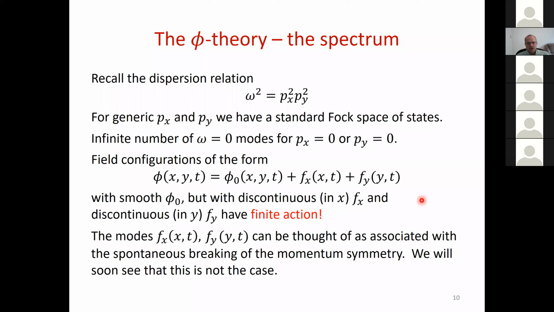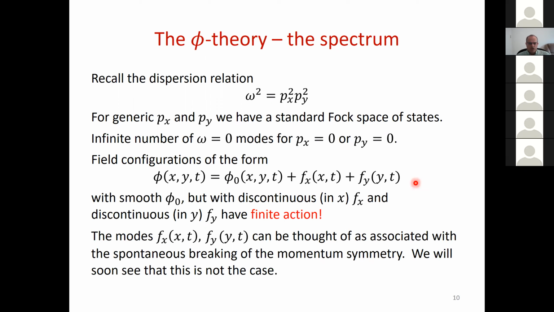Now we can think of these modes as being associated with a spontaneous breaking of the momentum symmetry. We said that there's a symmetry shifting phi by an arbitrary function of x plus an arbitrary function of y, and it can be time dependent. So it looks like these modes of phi can be thought of as the Goldstone modes associated with the spontaneous breaking of that momentum symmetry I mentioned earlier. However, we'll soon see that this is not the case.